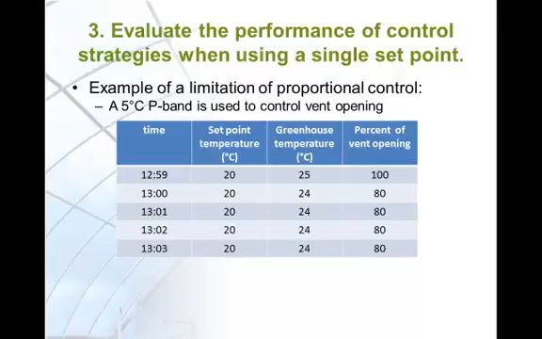At 12:59, the greenhouse is at 25 degrees Celsius, and so the vents are fully open. At 1300 hours, the temperature drops to 24 degrees Celsius, and the vents close by 20%. The 80% vent opening is just enough to prevent further temperature rise. However, in this case, the 80% is insufficient to return the greenhouse to its set point temperature. As you can see from the graph, proportional control is not working.